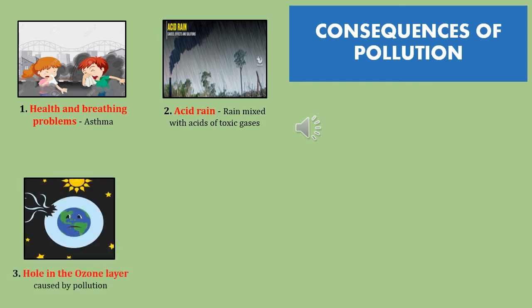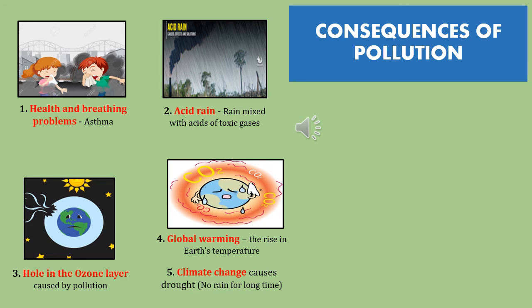Another effect of pollution is that it caused a hole in the ozone layer, and this hole in the ozone layer led to the phenomenon of global warming, which we defined earlier as the increase of the Earth's temperature. Global warming has got many other consequences. The first one is climate change that causes drought, floods, etc.